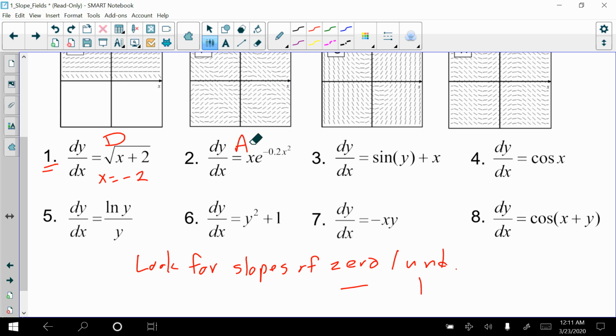2 matches with graph A. 3 matches with graph G. 4 matches with graph H. 5 matches with graph E. 6 will go with graph C. 7 matches with B. And 8 will match with graph F.